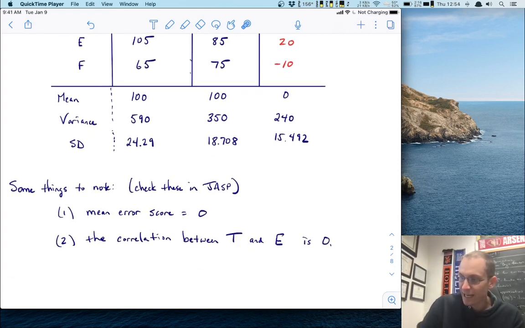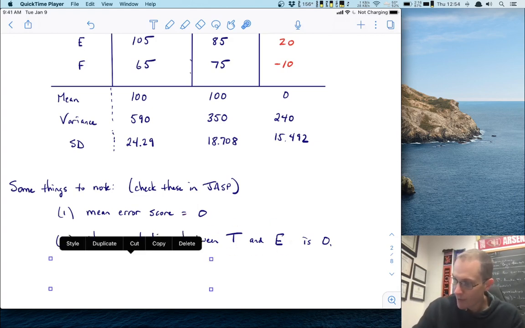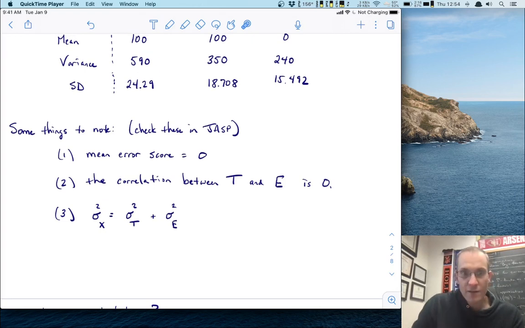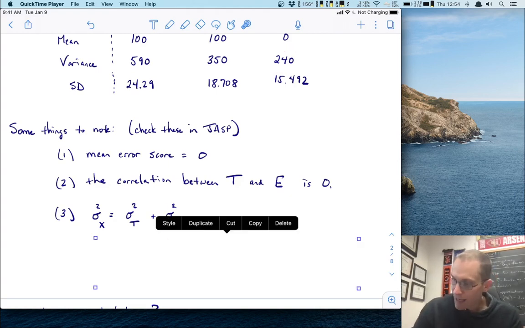We note that the mean error score is zero, and the correlation between the true scores and error scores is zero. And finally, we also noted that if you take the variance of the observed scores, you can see it right up here, that it is the sum of the true score variance, which is 350, and the error score variance, which is 240. And why is that?